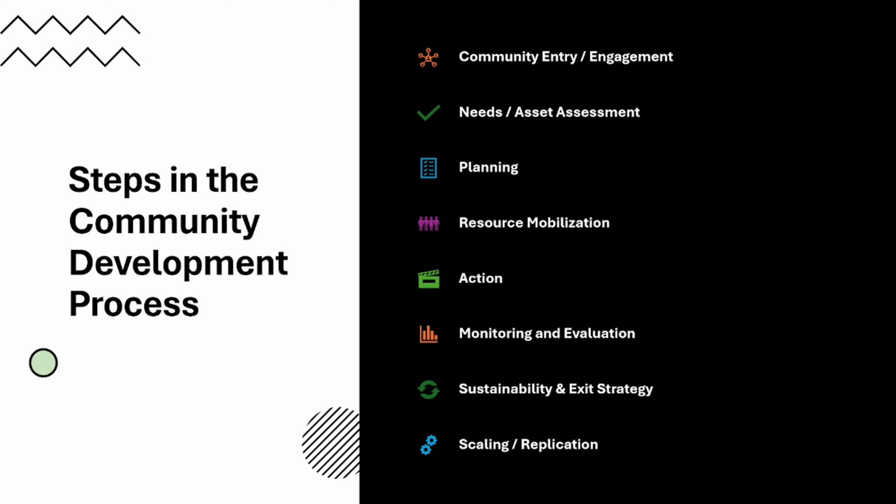Seventh step is sustainability and exit strategy. Community development shouldn't collapse the moment external support ends. It's essential to think about sustainability from the beginning, and this could mean training local leaders, establishing income-generating components, or transitioning management to a local group.